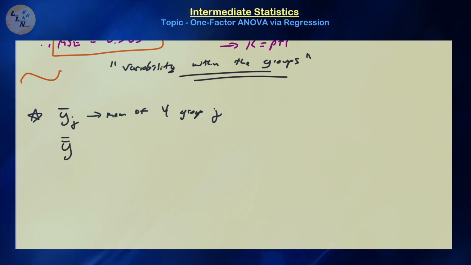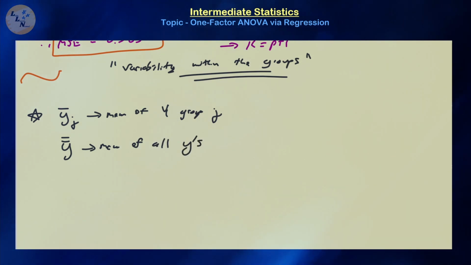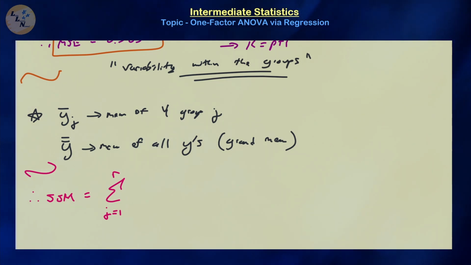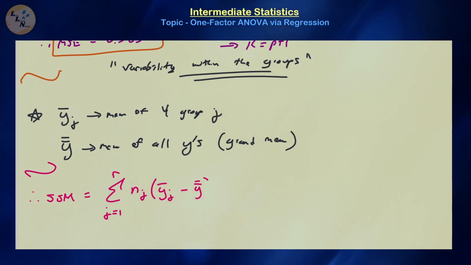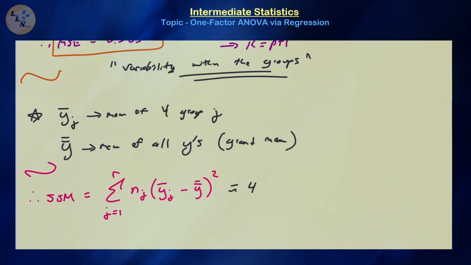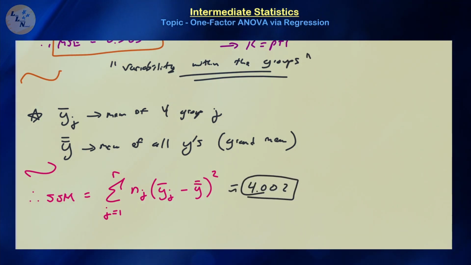And then we're going to have y bar bar. So this is going to be the mean of all y values. Some people also refer to this as the grand mean. So it's the mean of all of the 29 different respondents that we had for our particular sample. So the SSM, the model sum of squares, is going to be equal to the sum from j equal to 1 to r, where r is the number of subgroups, of nj times y bar j minus the grand mean, squared. Right? And if you use all that information, you should find that that's approximately equal to 4.002, a very important metric.